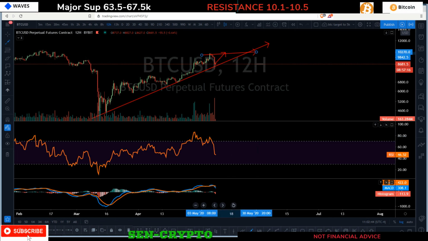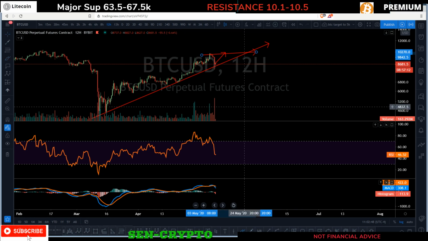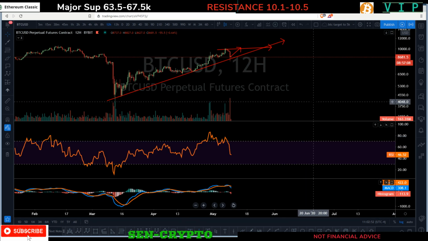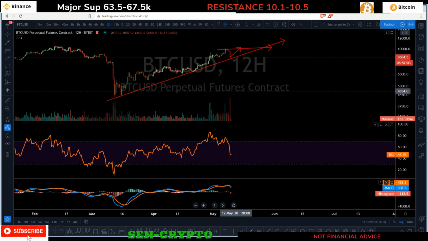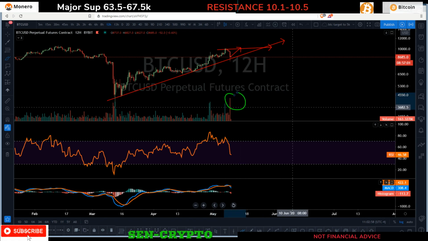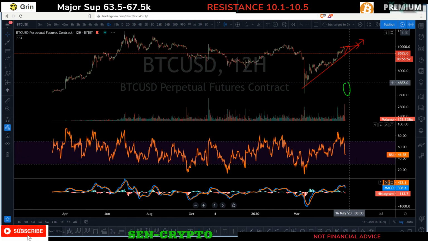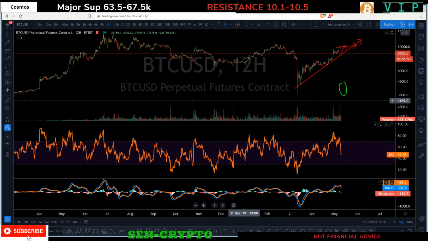I would just be very cautious, even though the 12-hour volume is incredible on Bybit. I'm going to check it on Bitstamp and Binance too. But on the 12-hour time frame, the volume is incredible. Why is it so incredible? I said it multiple times: the top formation volume has to be greater than your bottom formation volume.